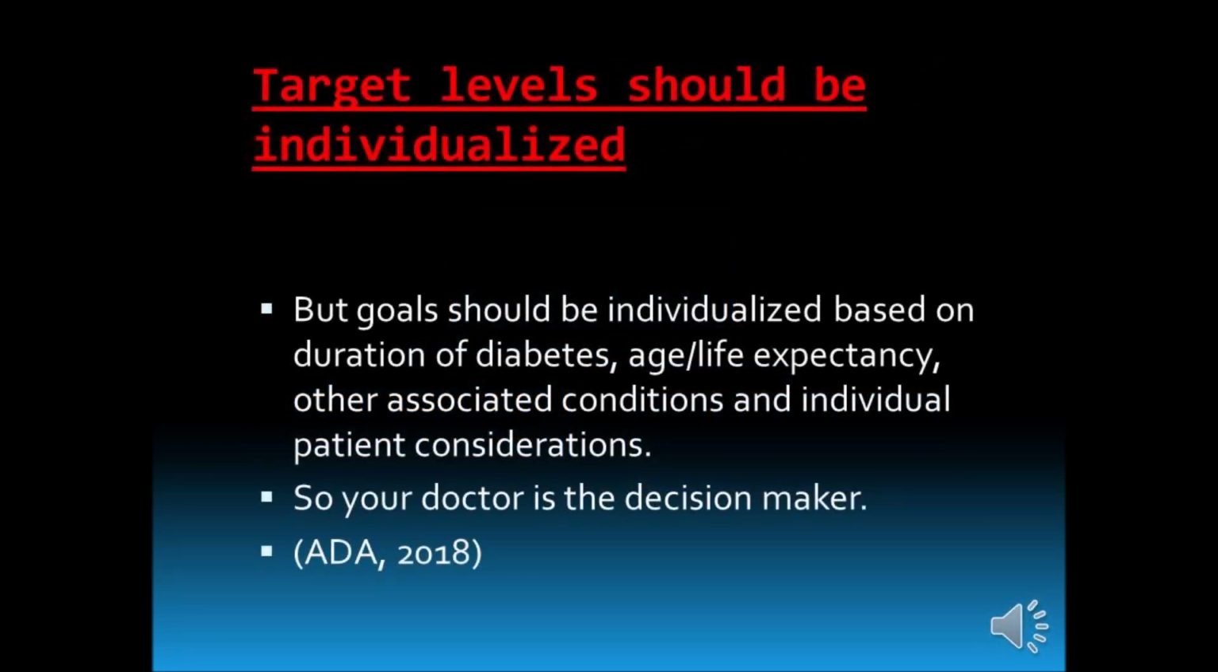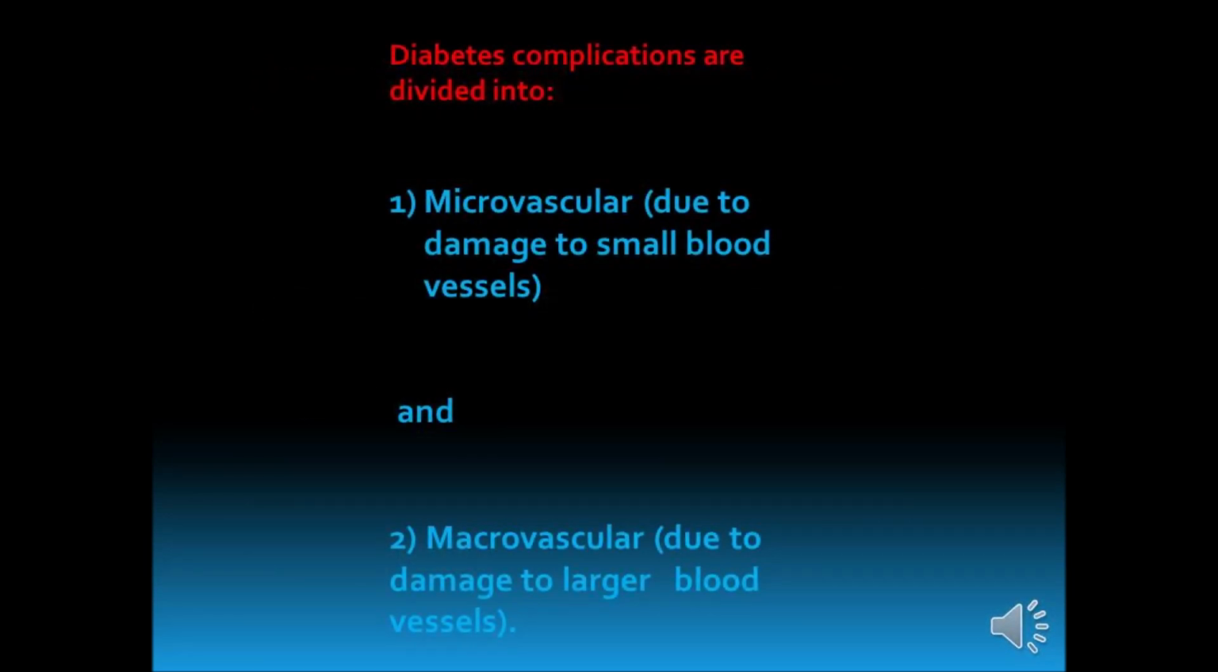So, in my previous slides, I spoke to you about normal blood glucose levels. They are the target levels. But having said that, target levels should be individualized. They are based on duration of diabetes, age, life expectancy, other associated conditions, and individual patient considerations. So, what do you think about it? Well, it only means that your doctor is the best decision maker. Since our topic for today is diabetes and macrovascular complications, so let's talk more about it.